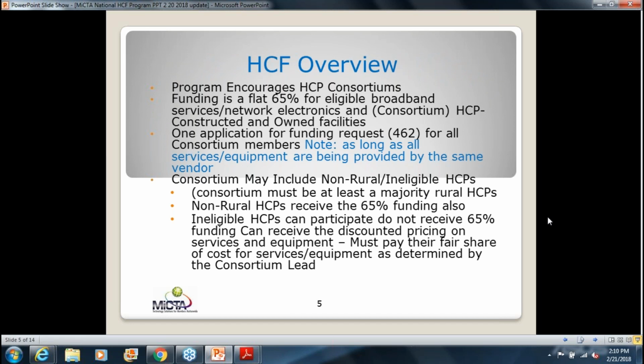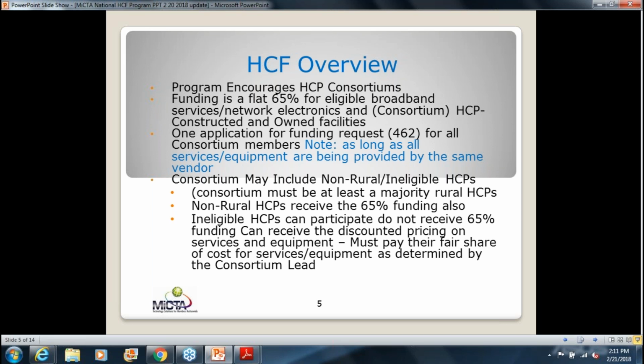HCP Consortiums, that's one of the driving forces of this program. And funding for this is a 65% flat rate, and that's for any eligible broadband service, network electronics, and consortium HCP constructed or owned facilities. We currently have a member in Texas who is constructing a 363-mile fiber network that was funded under this program.